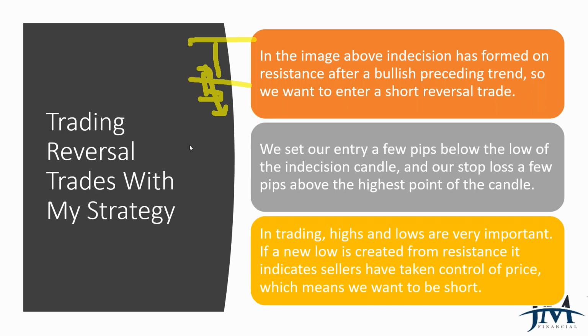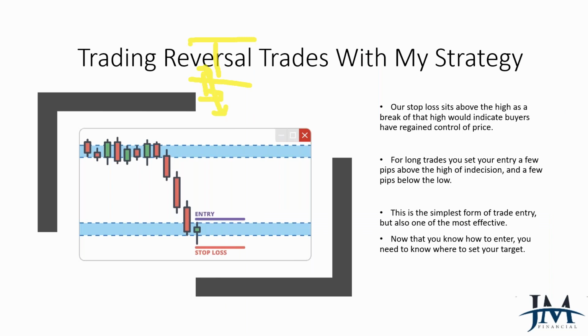In trading, highs and lows are very important. In fact, the highs and lows are more important than the opens and the closes. If a new low is created from resistance, it indicates sellers have taken control of price, which means we want to be short. Our stop loss sits above the high, as a break of that high would indicate buyers have regained control of price. For long trades, you set up your entry a few pips above the high of the indecision, and for shorts a few pips below the low. This is the simplest form of trade entry, but it's also the most effective.